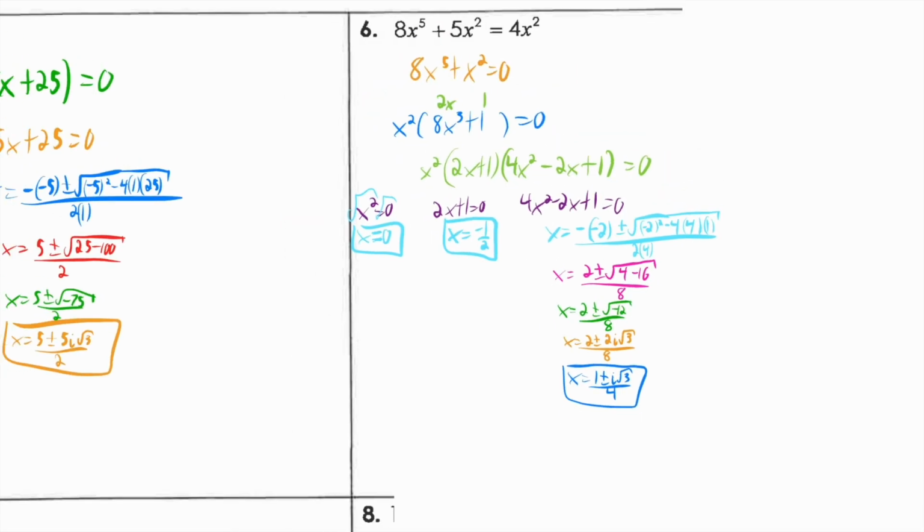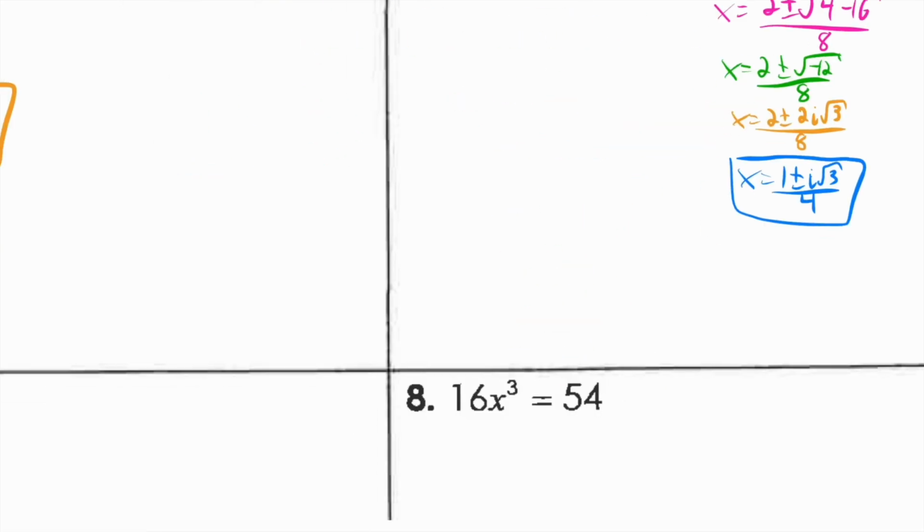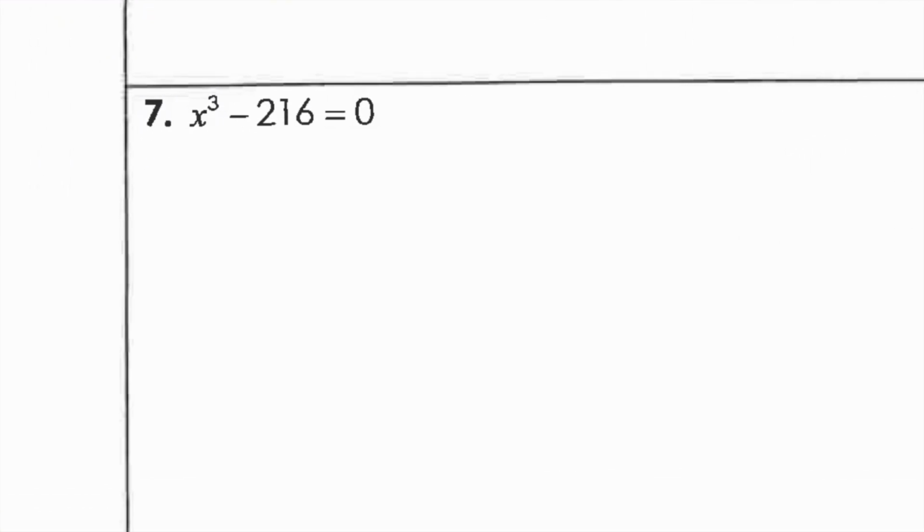So we got 4 total answers, which once again you could write as a list with commas or as separate boxes like I did here. Moving on to number 7. It's already equal to 0.